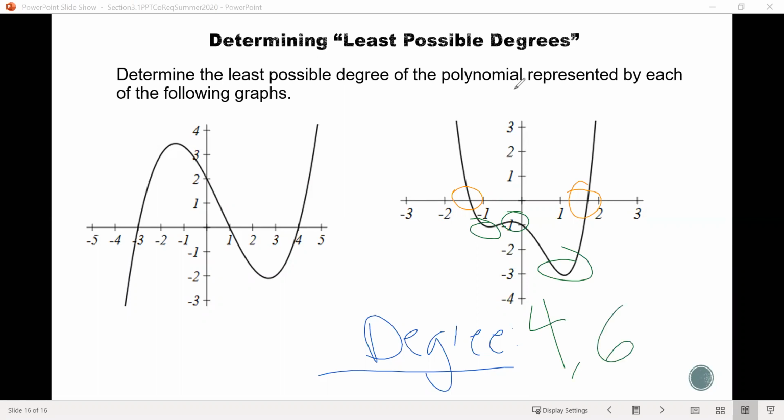We could also say this is degree 6, right? Because again, we see that the tails here are going in the same direction. So this has to be an even degree. And the number of horizontal intercepts is less than 6, and so is the number of turning points. But again, we're looking for least possible degrees, so 6 is out. So our answer here must be 4. So this, the least possible degree of this polynomial here on the right would be 4. Now it could be 6, it could be 8, it could be 10, 12, 22, 46, any of those. But the least degree it would have is 4.